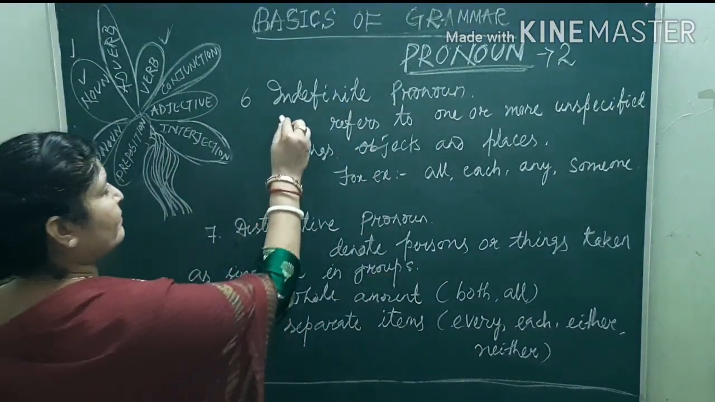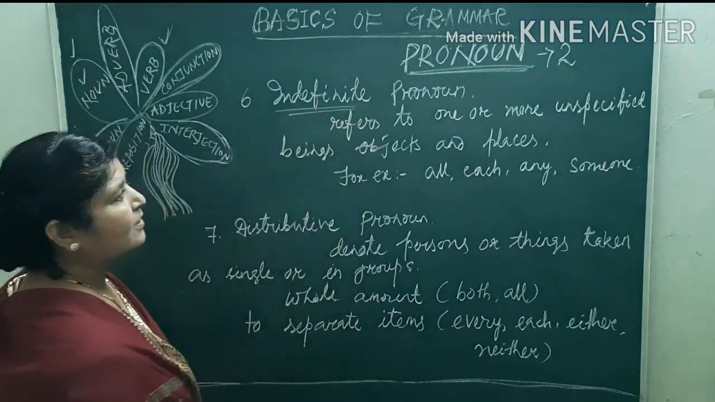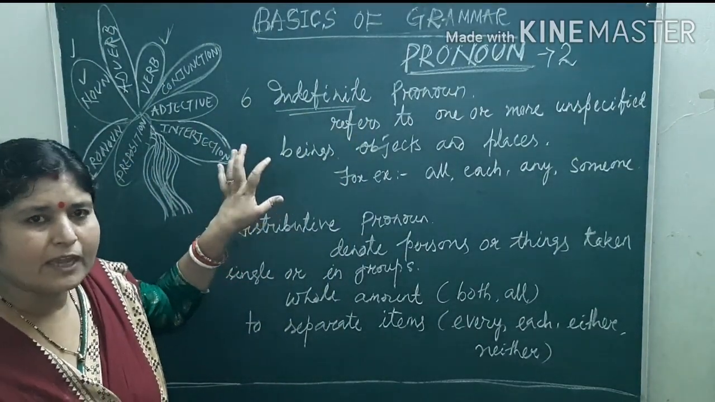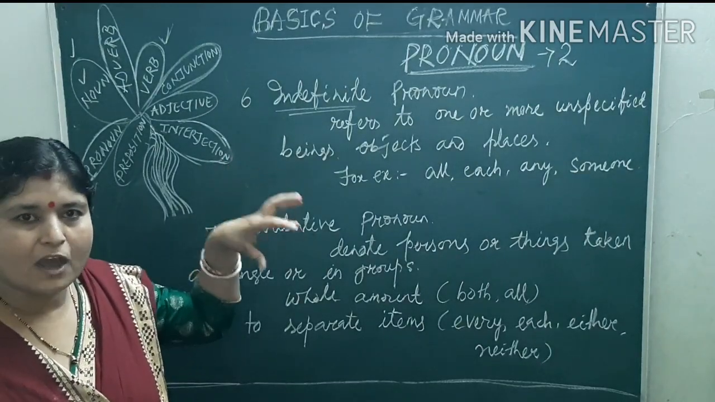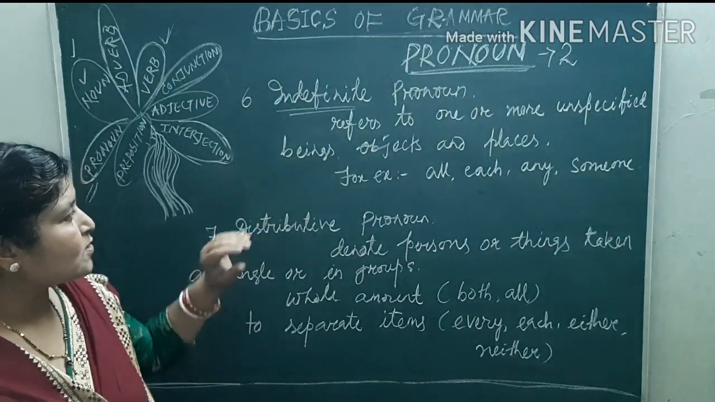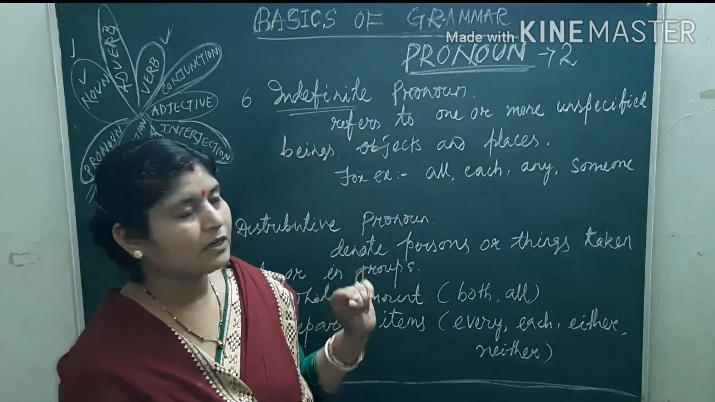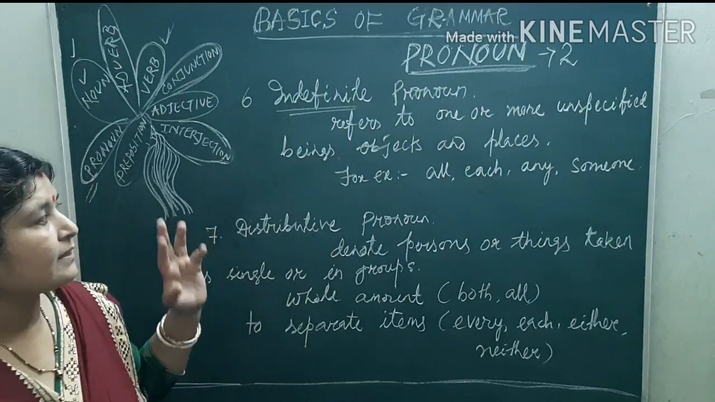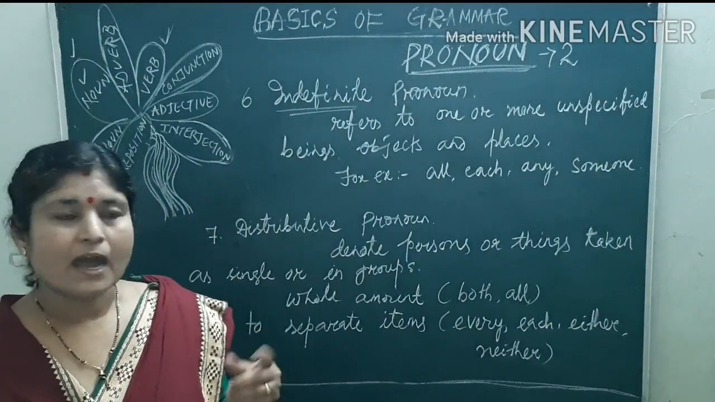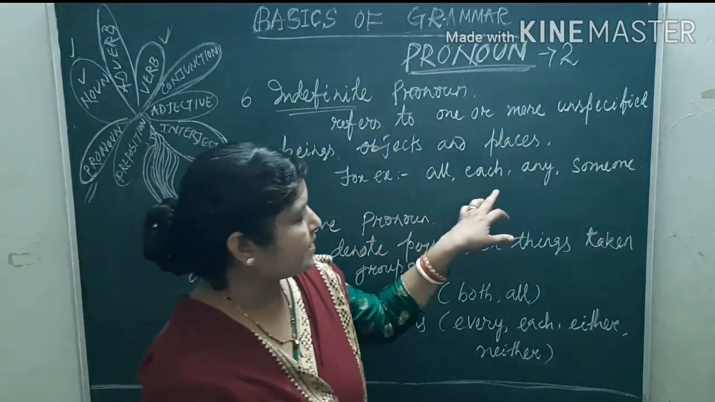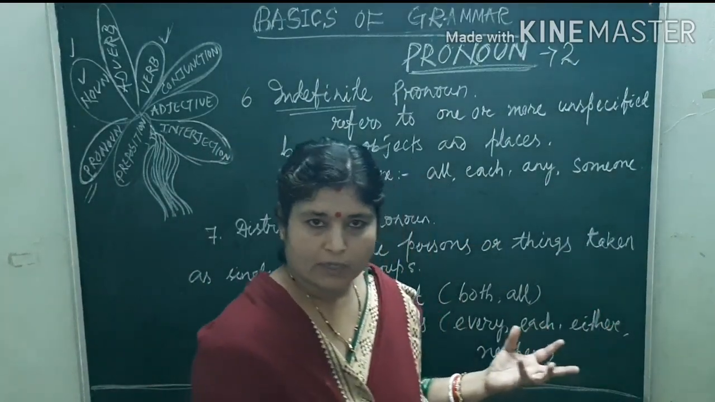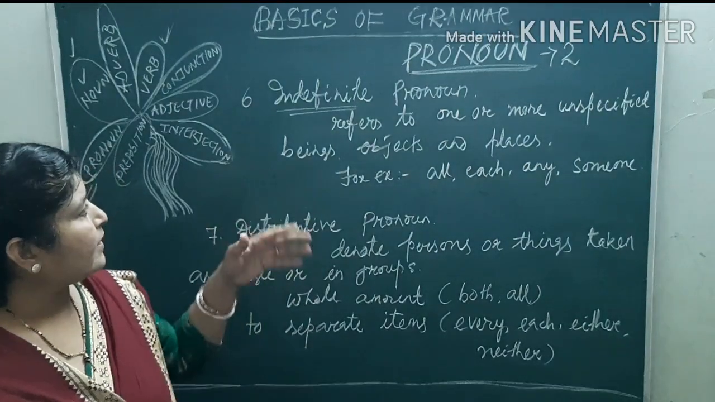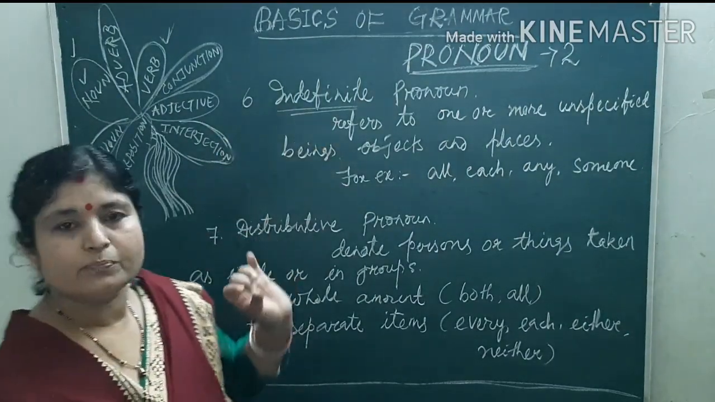What do you mean by indefinite, children? Which is not definite, that is indefinite. It means we cannot say how much or how many things there are. In this case they refer to one or more unspecified objects, things or places. For example: all, each, any, someone, no one, everything, nothing, none. These all are included in indefinite pronoun.